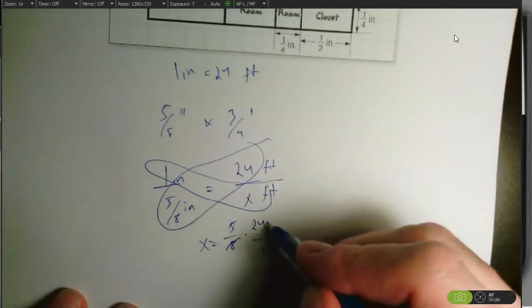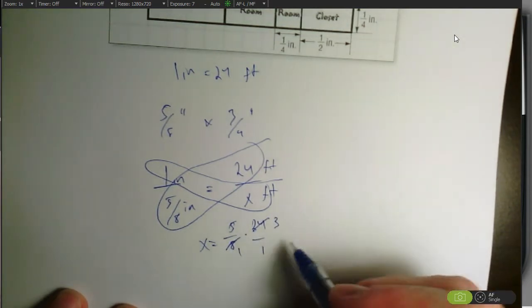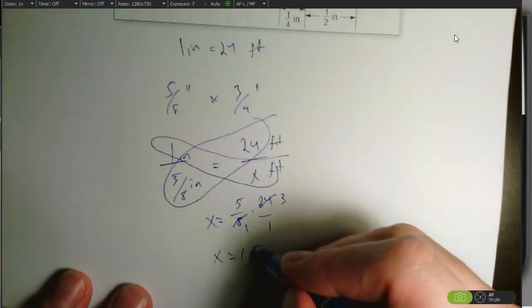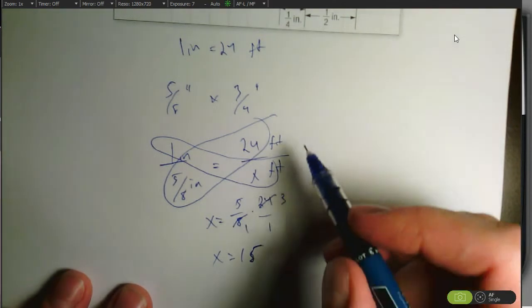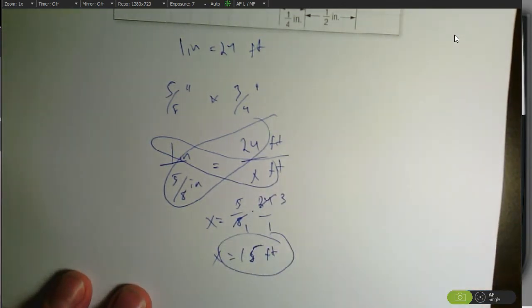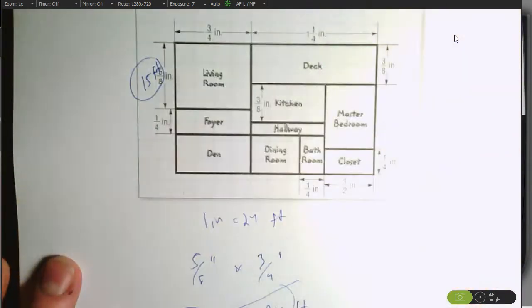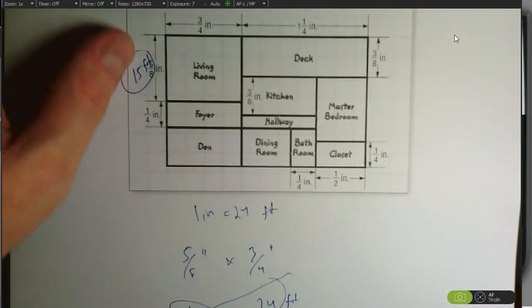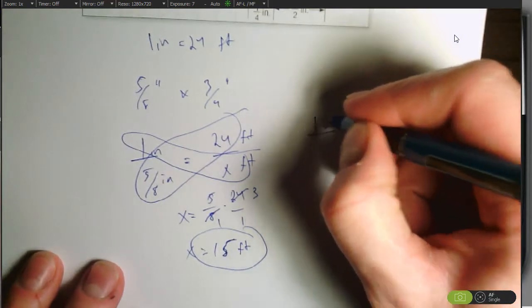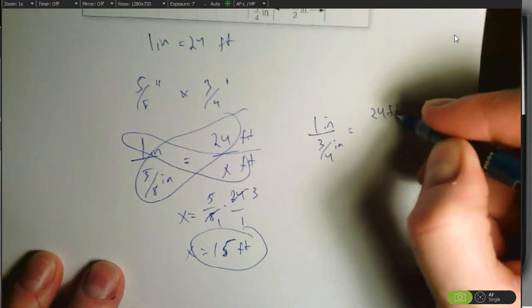And in fact, the book is pretty generous. A lot of this cancels, and we get 3 to 1. So 5 times 3 is 15. x equals 15. What are the units? Oh, it's feet. So 15 feet for one of the sides of the living room, the 5/8 inches side. Now we'll do the same thing with the 3/4 inches side, and it's going to be the same setup: 1 inch to 3/4 inches is 24 feet to x feet.